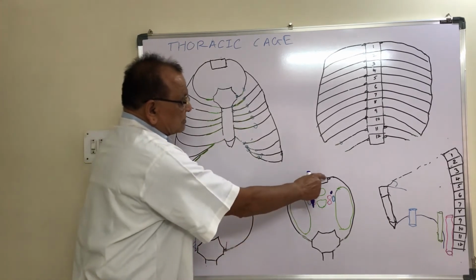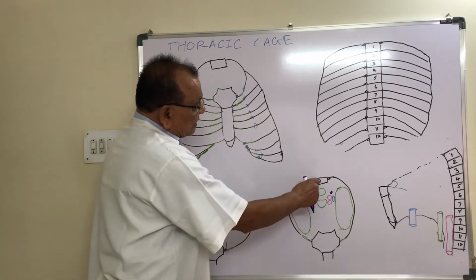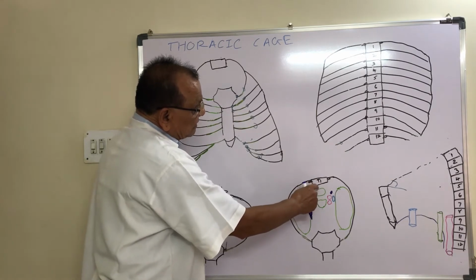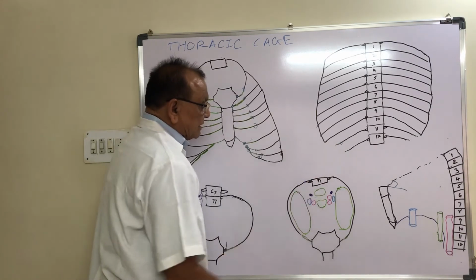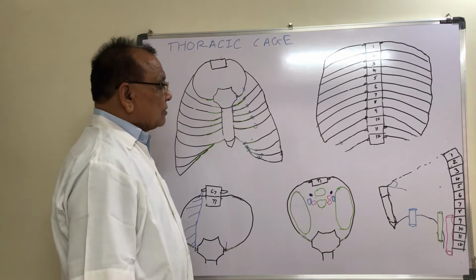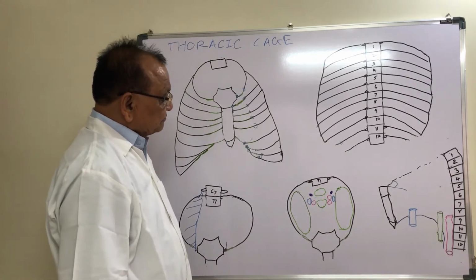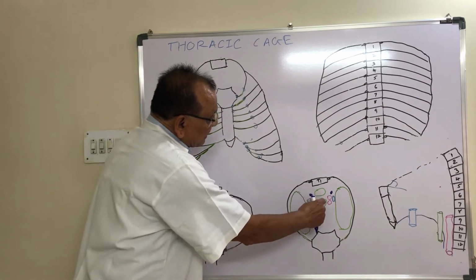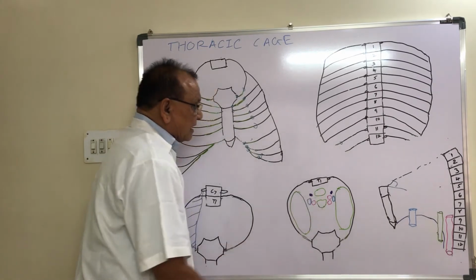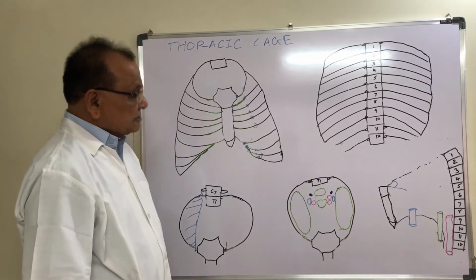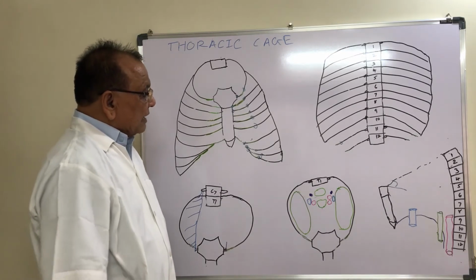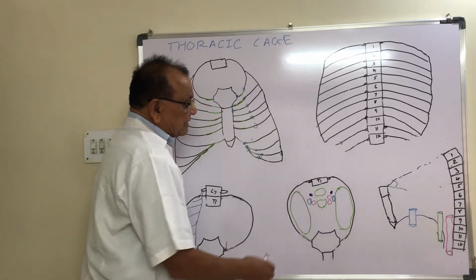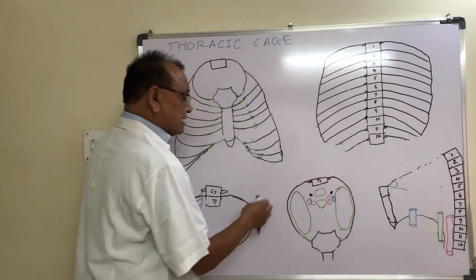In front of the thoracic vertebrae, anterior to the thoracic vertebrae, this is the esophagus. Esophagus, it is a part of the digestive system. In front of the esophagus, this is the trachea. And trachea, it is a part of the respiratory system. Lateral to the esophagus and trachea, suppose this is the left side, this is the right side.